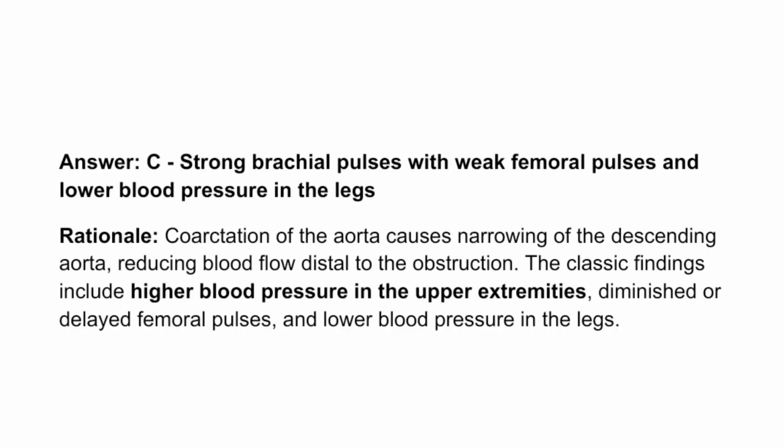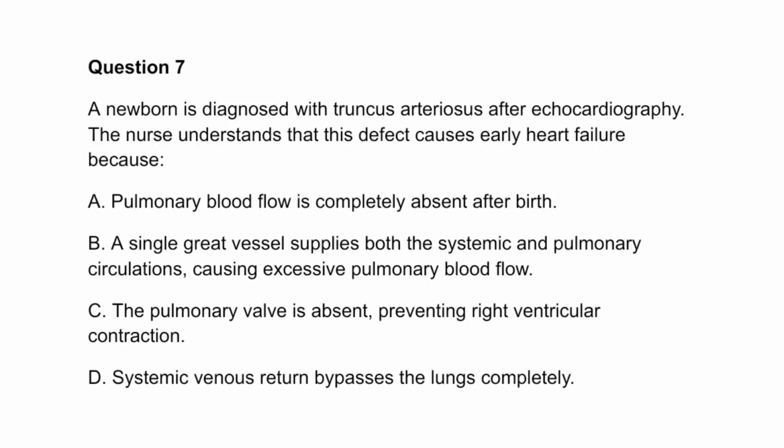Rationale. Coarctation of the aorta causes narrowing of the descending aorta, reducing blood flow distal to the obstruction. The classic findings include higher blood pressure in the upper extremities, diminished or delayed femoral pulses, and lower blood pressure in the legs.